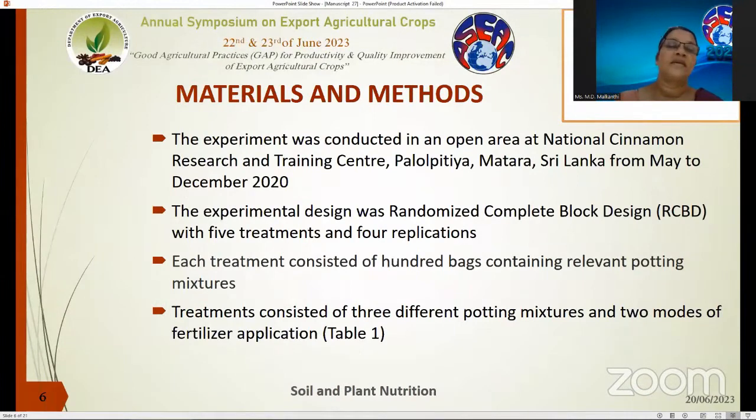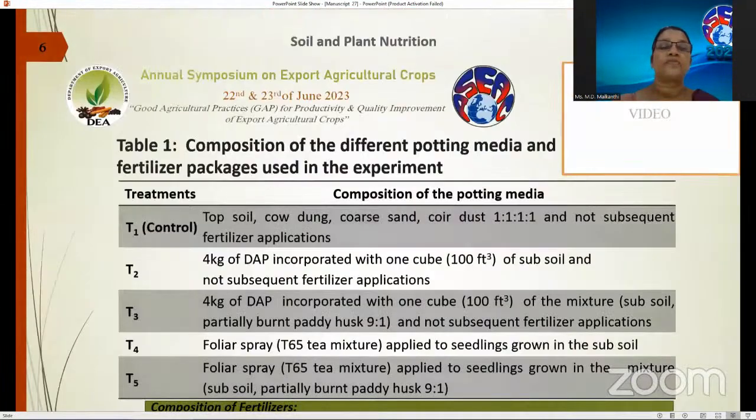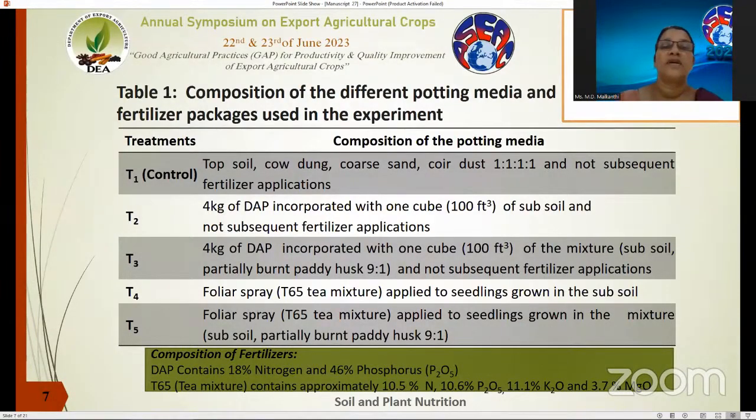Materials and methods. The experiment was conducted in an open area at the National Cinnamon Research and Training Center, from May to December 2020. The experimental design was a randomized complete block design with 5 treatments and 4 replications. Each treatment consisted of 100 bags containing the potting mixtures. Treatments consisted of 3 different potting mixtures and 2 modes of fertilizer application. Table 1 shows the composition of the different potting media and fertilizer packages used in the experiment.